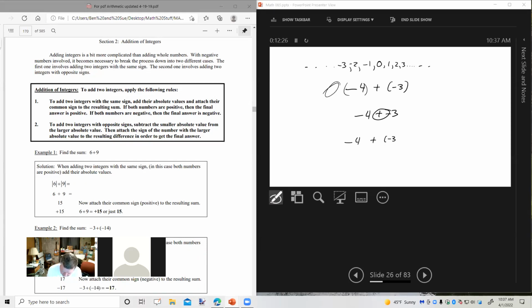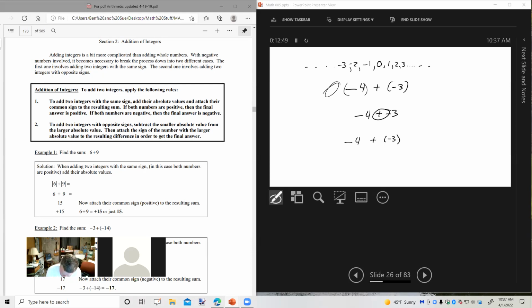-4 plus -3. It says to add two integers with the same sign, add their absolute values and attach their common sign to the resulting sum. If the two integers are positive, then the final answer is positive. If the two numbers are negative, then the final answer is negative.